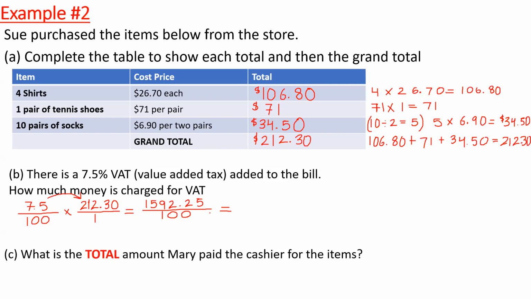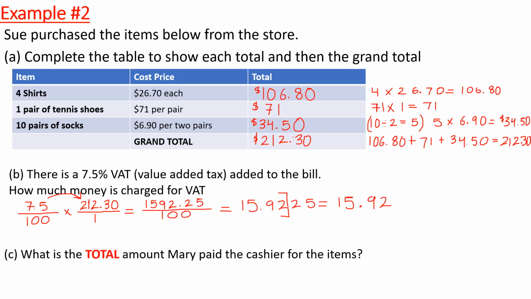We're going to have $15.92, $15 and 92 cents. But remember, we have to round. What is the rounded value going to be equal to? $15.92, because we cannot round up since the next digit is less than 5, right? Yes, sir. Good.